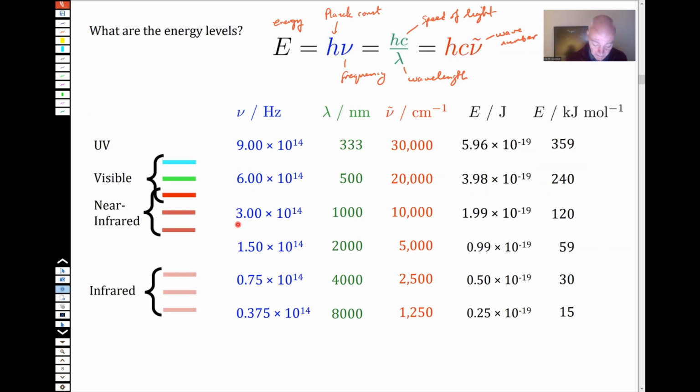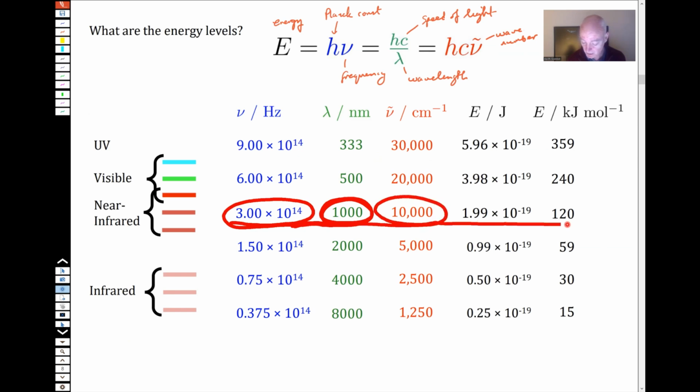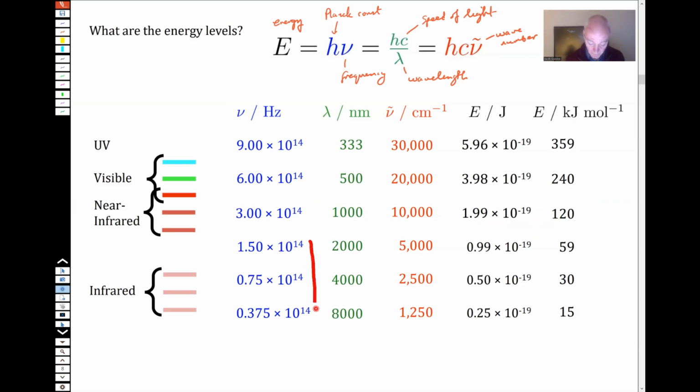If we come down again, at 1,000 nanometers or 1 micron, you have 3 times 10 to the 14 hertz, 10,000 wave numbers, 120 kilojoules per mole. And that's the near infrared region. We're going to talk about that a little bit later on. And then as we go further down, we lose more and more energy. And we end up down here, 0.375 times 10 to the 14 hertz.